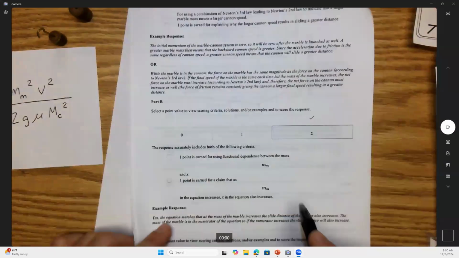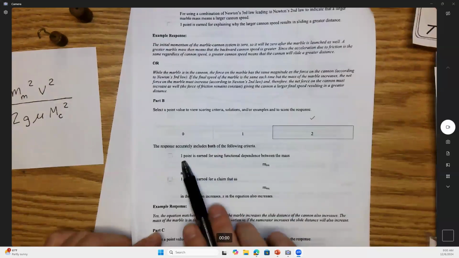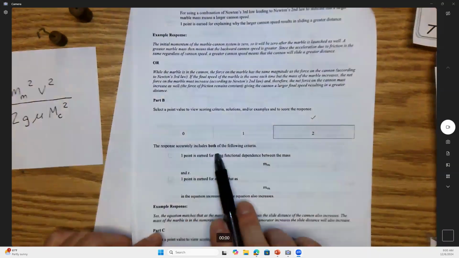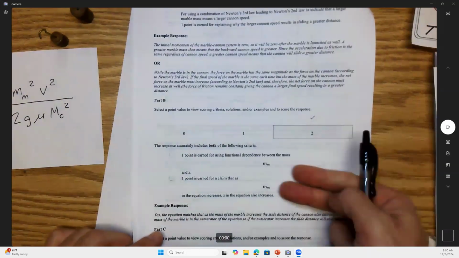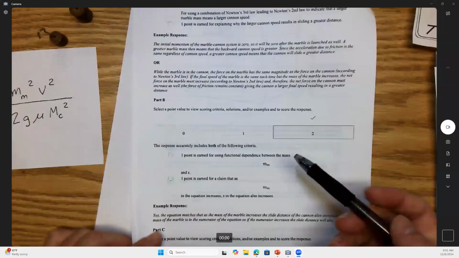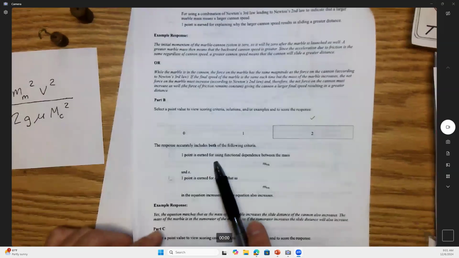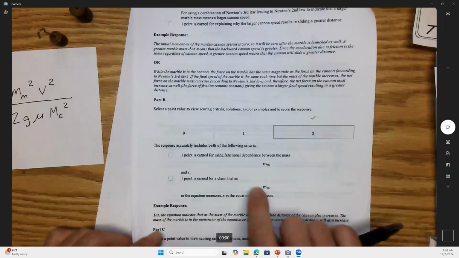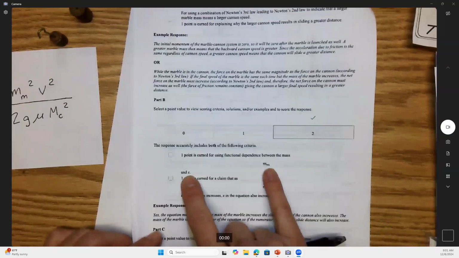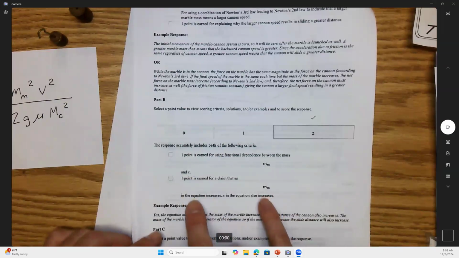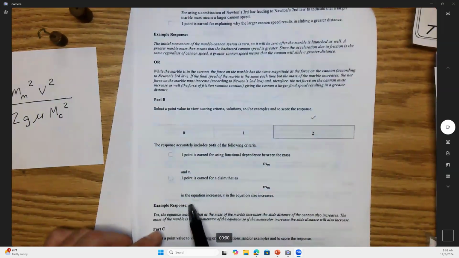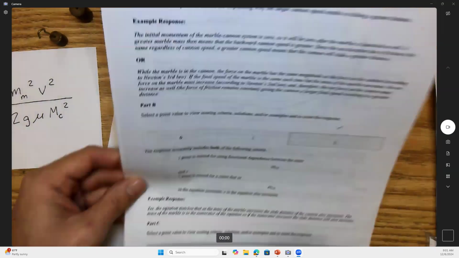Okay, this is also worth 2 points. The response accurately includes both of the following criteria. So they look for both of these. I guess you get both or nothing. 1 point for using functional dependence between mass of the marble and sliding distance x, right? And 1 point earned for a claim that since mass of the marble in the equation increases, x would also increase. Here's an example response.